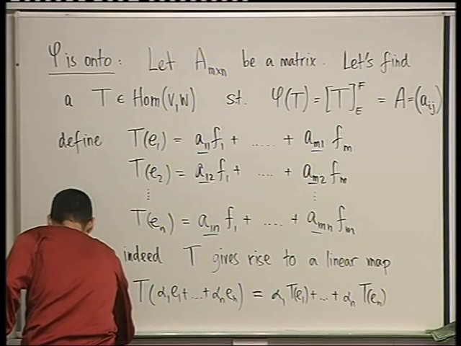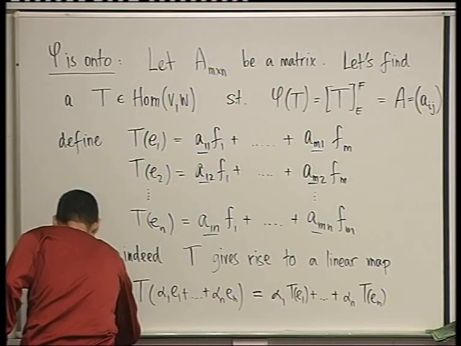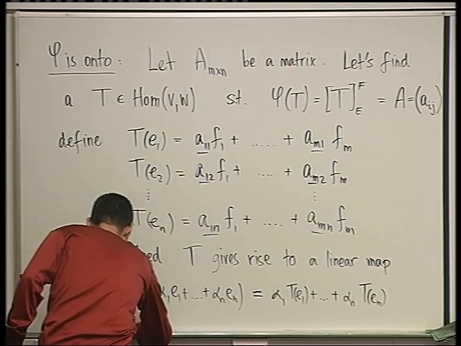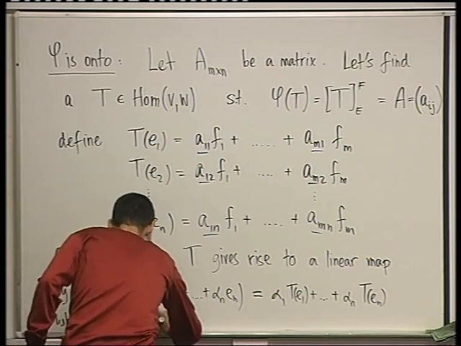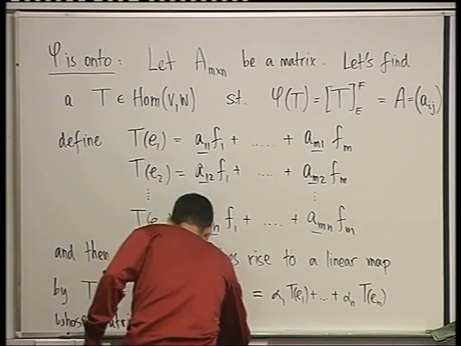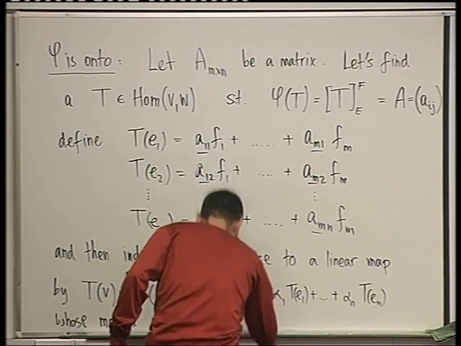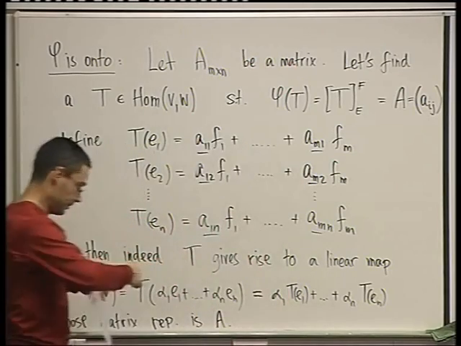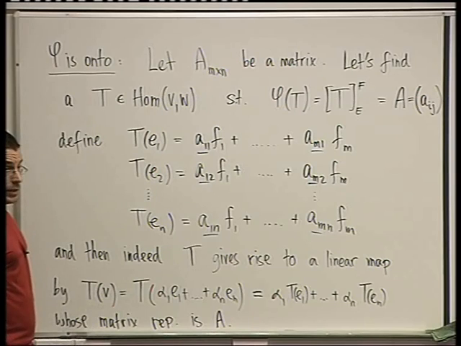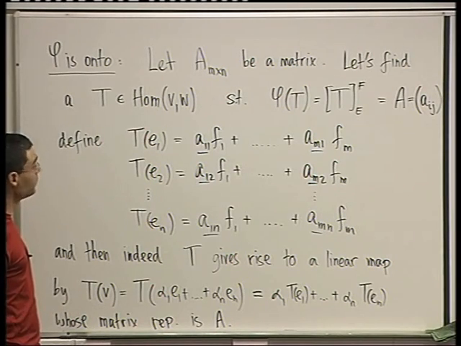To a linear map whose matrix representation is A. Good? So that proves that phi is onto.